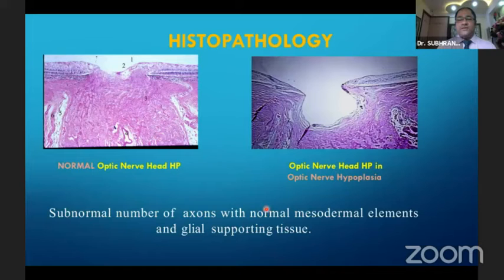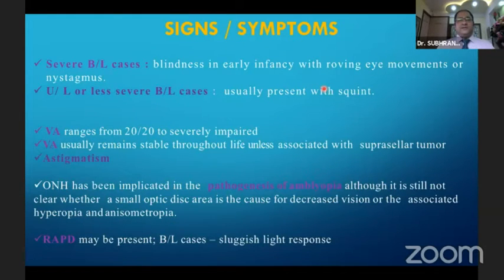If you look at the histopathology, in optic nerve hypoplasia, what we have is a subnormal number of axons with normal mesenchymal elements and glial supporting tissue. Signs and symptoms: in severe bilateral cases, blindness is there in early infancy with roving eye movements or nystagmus. The visual acuity might range from normal to severely impaired, but in normal cases, it usually remains stable throughout life unless associated with a suprasellar tumor.